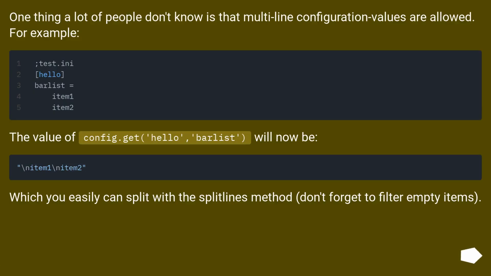One thing a lot of people don't know is that multi-line configuration values are allowed. For example, the value of config.getHello barlist will now be, which you easily can split with the splitlines method. Don't forget to filter empty items.